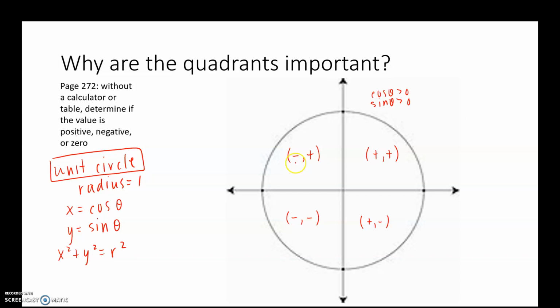In the second quadrant, all your x-coordinates are negative, all your y-coordinates are positive. So in the second quadrant, your cosine's negative, but your sine remains positive. In the third quadrant, both x and y are negative, so cosine is negative as well as sine. In your fourth quadrant, x is positive, y is negative. So in the fourth quadrant, your cosine is positive, but your sine value remains negative.